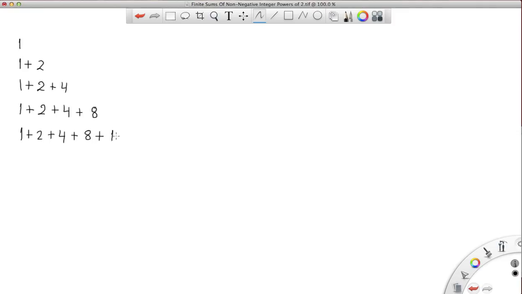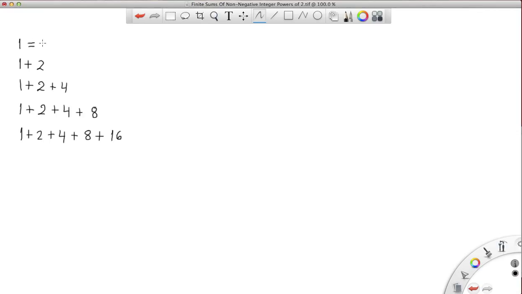So to get the next power of 2, the only thing we need to do is to multiply the previous one times 2. So here 1 times 2 is 2, and then 2 times 2 is 4, and 4 times 2 is 8, and so on. And the first number, 1, is 2 to the 0. Now let's record the results.